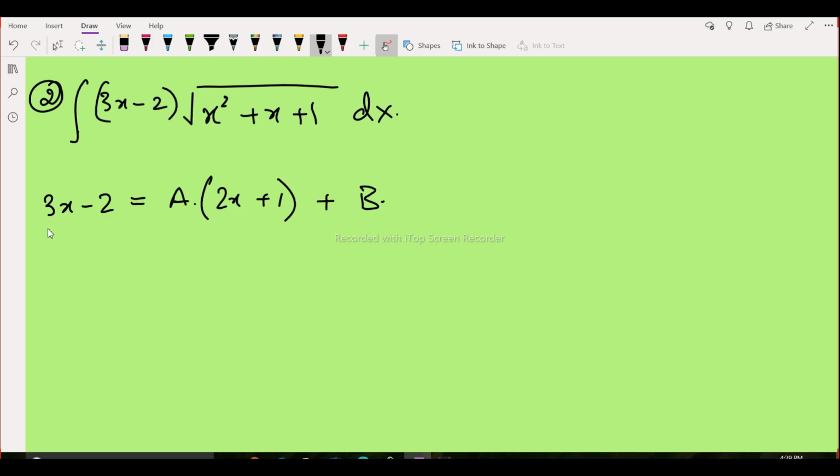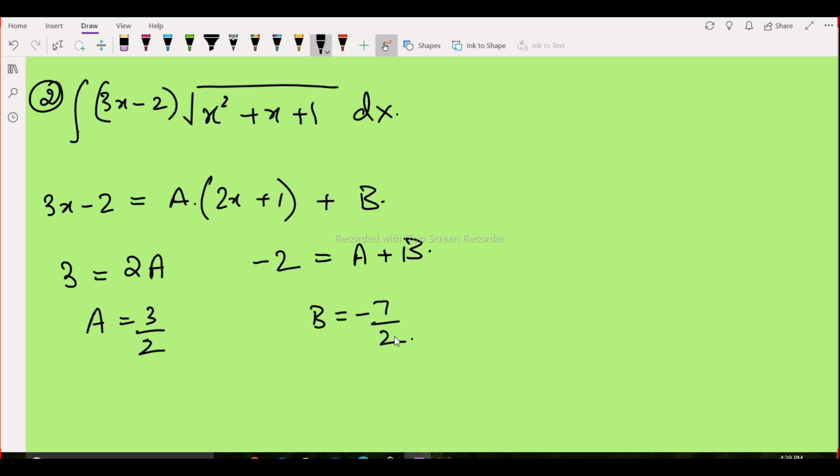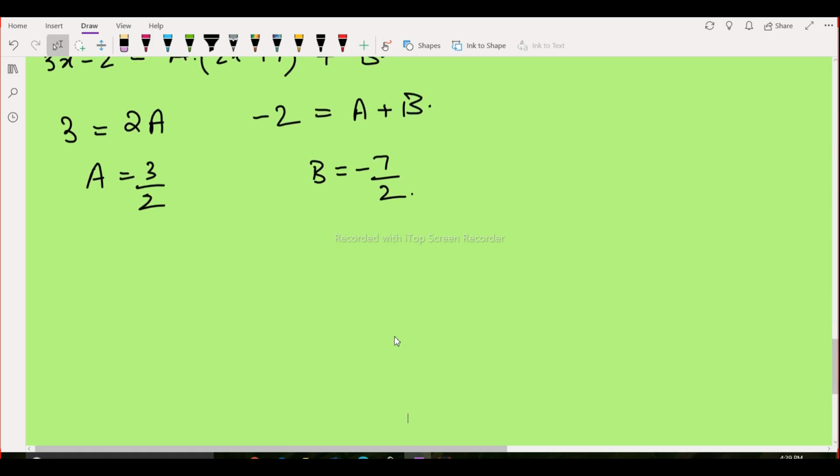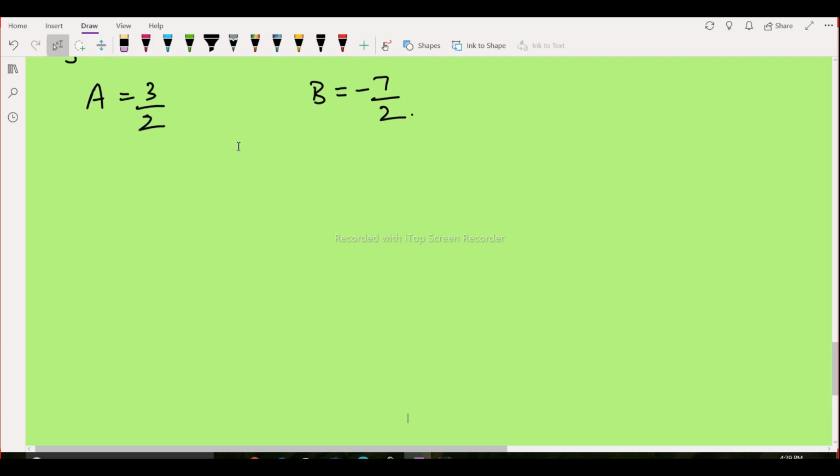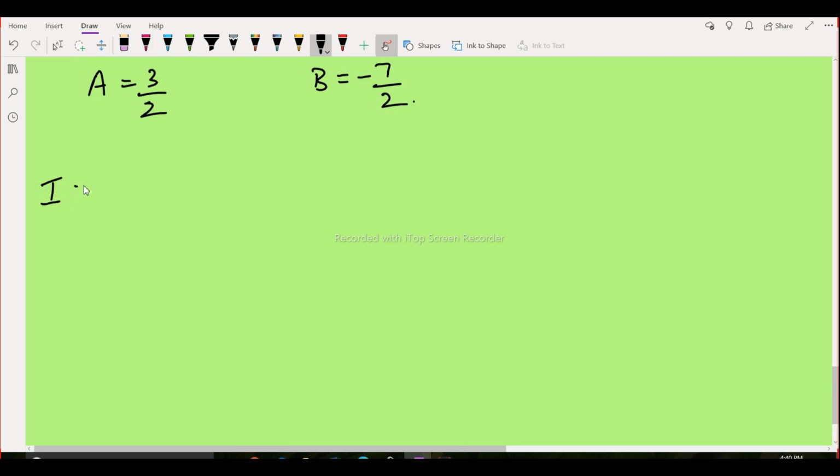Now let's separate it and equate the coefficients. The coefficient of x is 3, so 3 is equal to 2a, so a is equal to 3 by 2. Similarly, for the constant, minus 2 is equal to a plus b. You put the value of a and you'll get the value of b, which is minus 7 by 2. So I get the values of a and b. Now once you have these values, you can solve this integration. So once we have the values of a and b, I can write the integration.